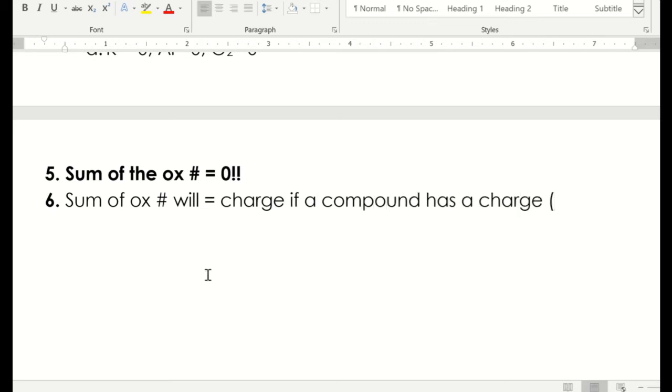So for example, if we have PO4 with a 3 minus charge, in that case, the oxidation numbers will add up to 3 minus rather than adding up to 0. All right, so those are all the rules. Let's do some examples. So first example is H2.